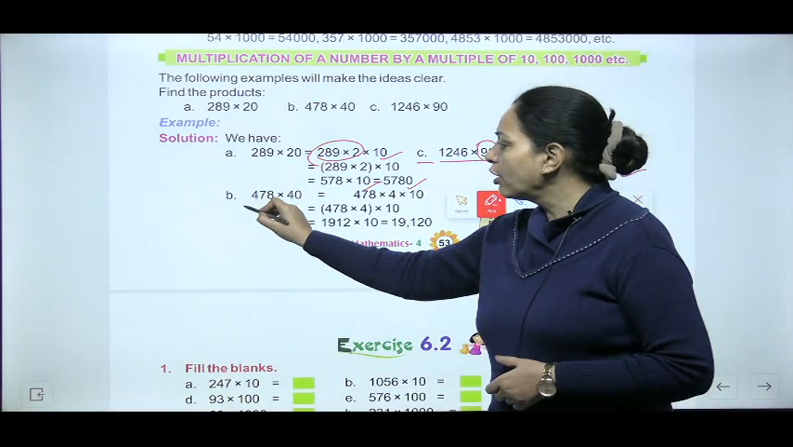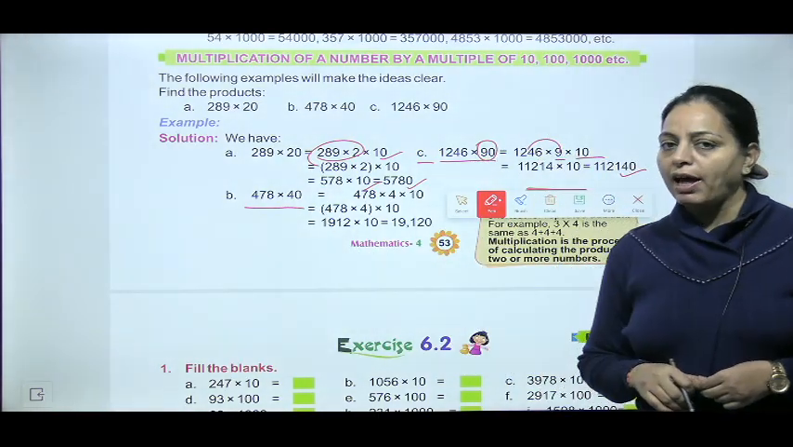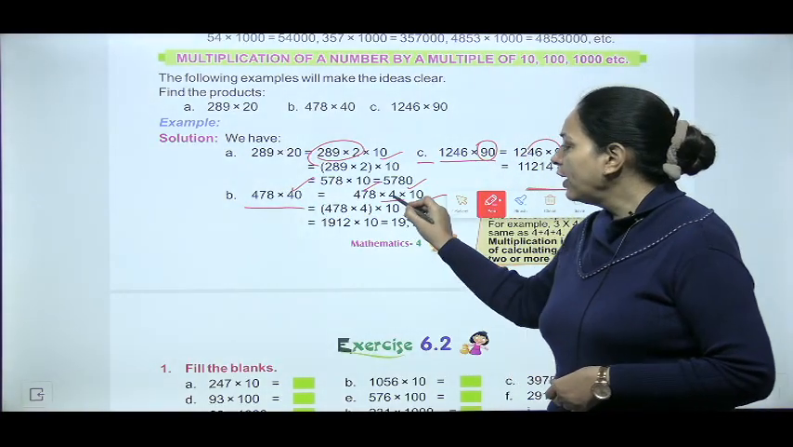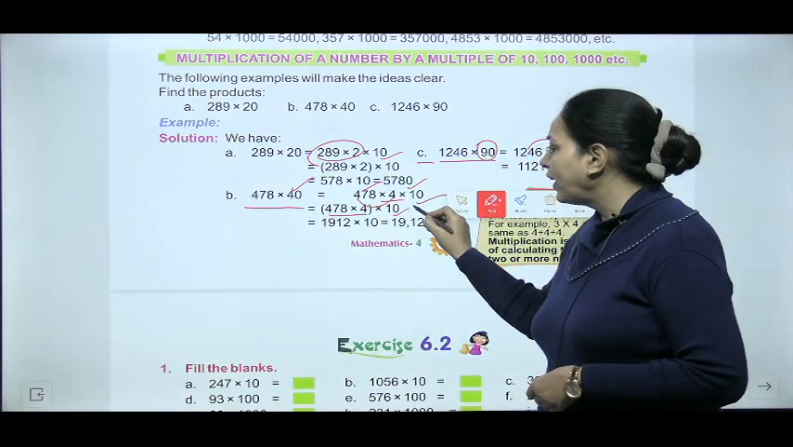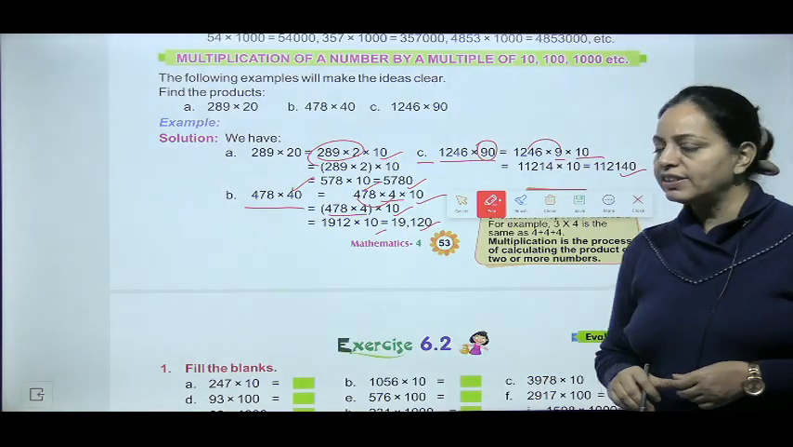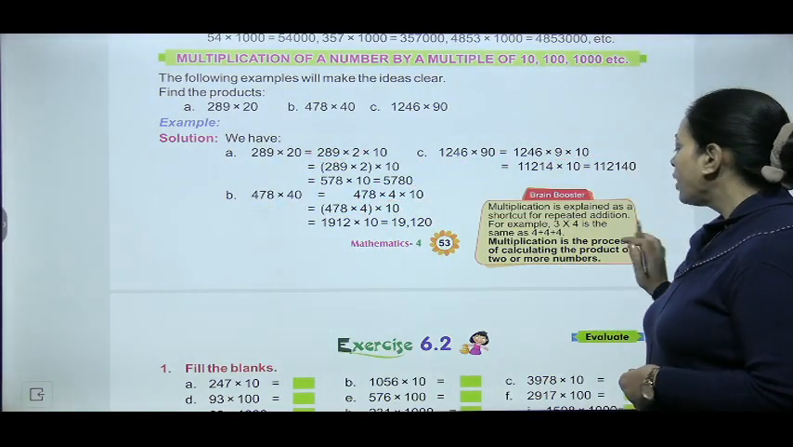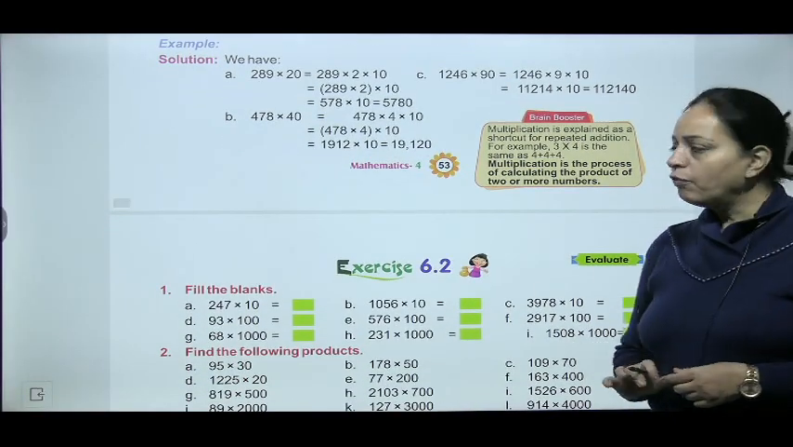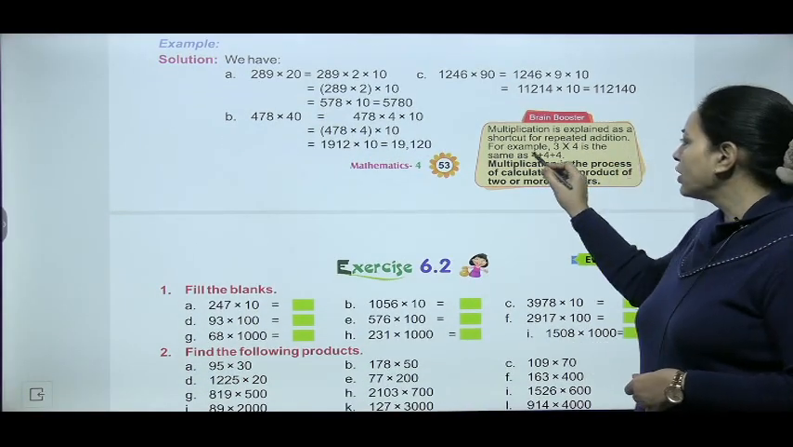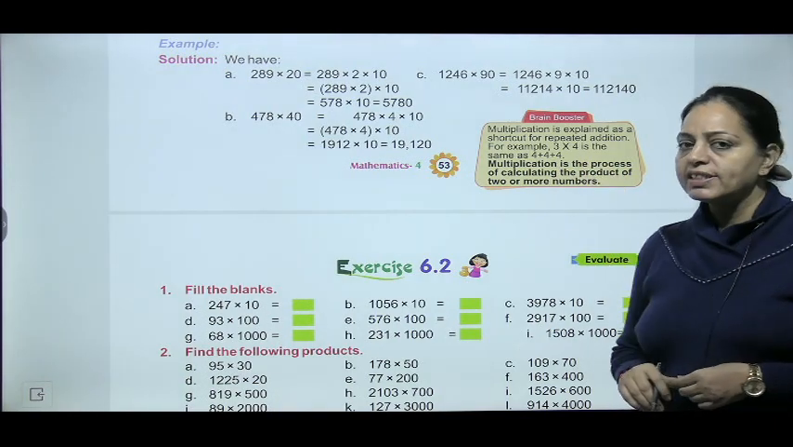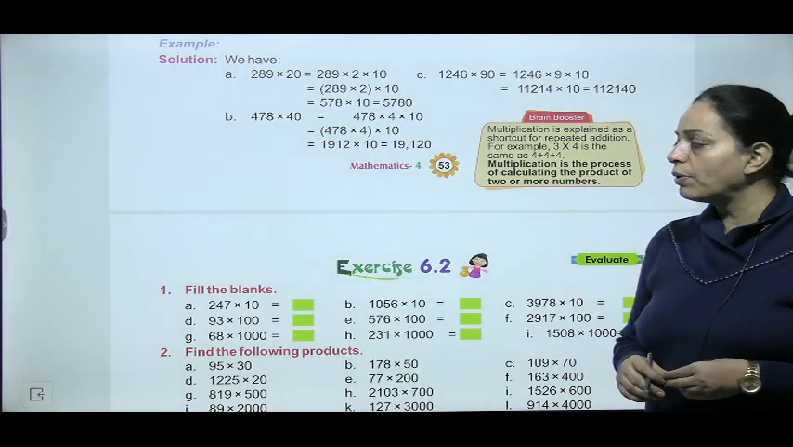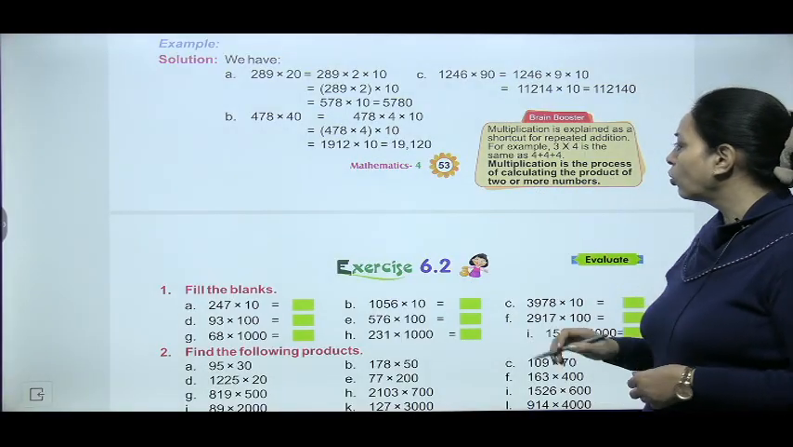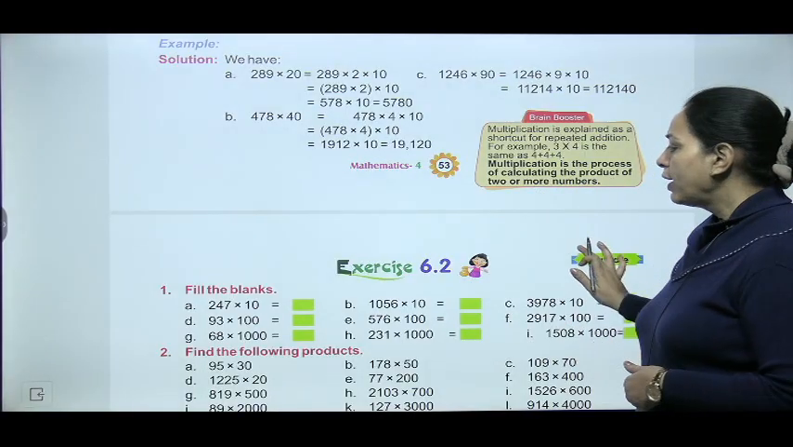Same here, B part, 478 multiplied by 40. So 40, how can we write? 4 into 10. Multiply these two and then put 1 0 at the last. So very simple. Now brain booster: multiplication is explained as a shortcut for repeated addition. For example, 3 multiplied by 4 is the same as 4 plus 4 plus 4. So multiplication is the process of calculating the product of two or more numbers.